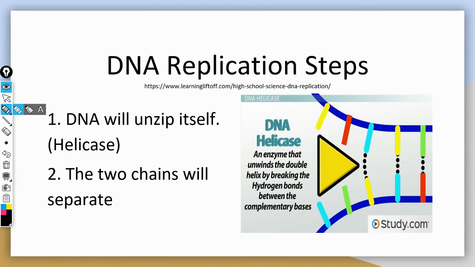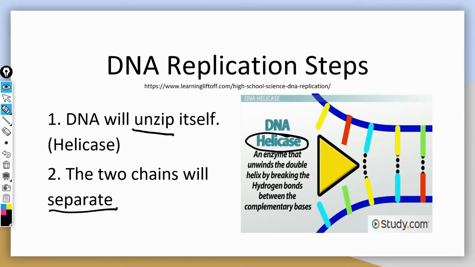So in step 1, the DNA unzips. In step 2, we have separation of the 2 chains. So keep in mind that DNA is a double helix. Another thing that I'll point out here is all of these things we're going to be learning about, whether it's DNA replication or later on protein synthesis, are biochemical reactions that have to have enzymes in order to work.